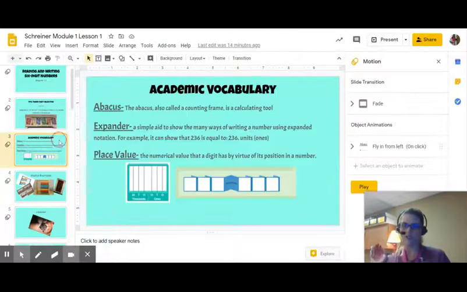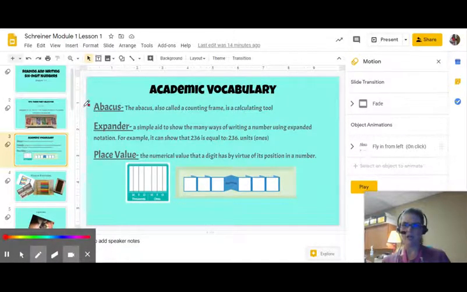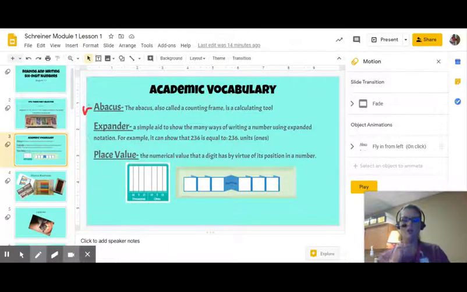So let's go back and talk about exactly what an abacus is. Up here, we have our vocabulary word, abacus. The abacus is also called a counting frame, and it's a calculating tool. We can talk about how you use an abacus in real life, but we can also use an abacus that looks like this if we are on a two-dimensional or just pencil and paper situation.